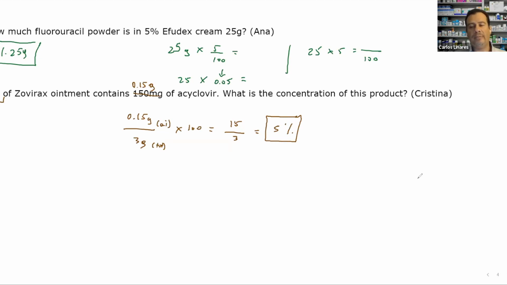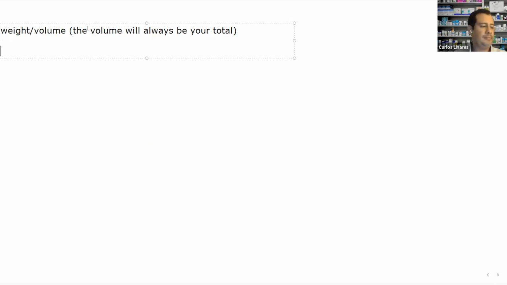So this is all weight per weight problems. The next ones we're going to work on are weight per volume problems. Weight per volume problems have a trick to them, and they're much easier than the previous ones. The volume will always be your total. If you're drinking coffee and you add sugar, which is a solid, what happens to that sugar in the coffee? It dissolves, correct. So it doesn't really alter the final volume.